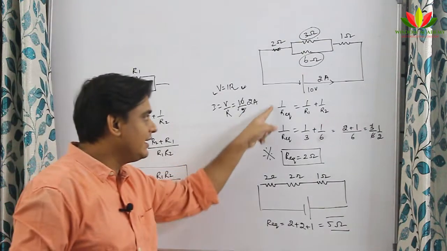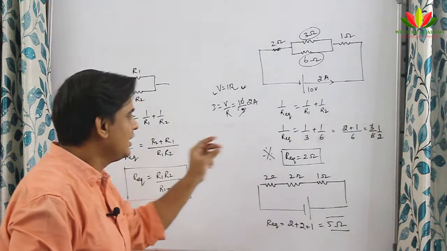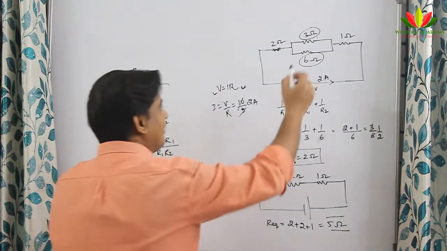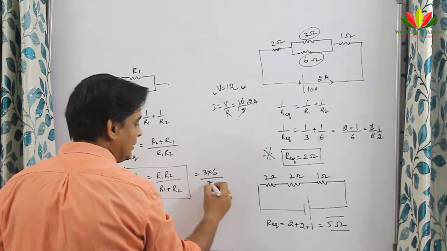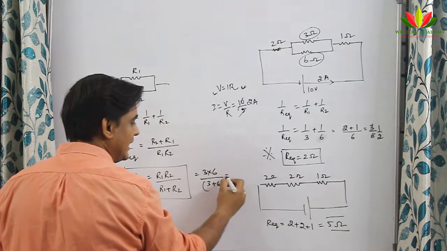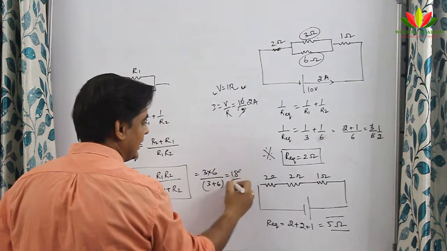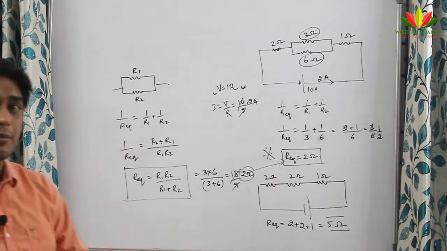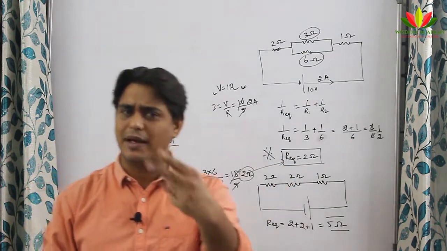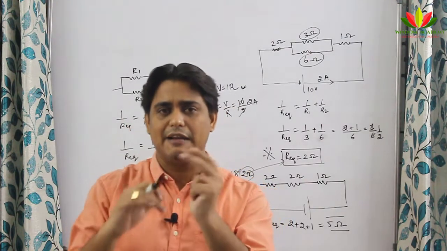So what I have done here in these three steps, in one step I can do directly. If I have 3 and 6, what I will do? 3 into 6 by 3 plus 6. So 3 into 6 is 18 and this is 9, I will get 2 ohm. Same thing what I got here. Can you see? So one way of remembering, whenever you see any two resistances in parallel, multiply them and divide by their addition.